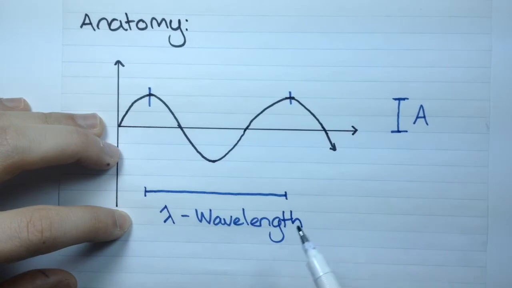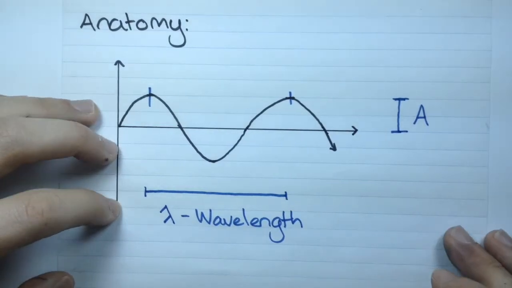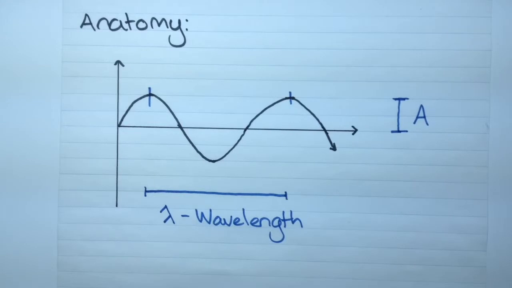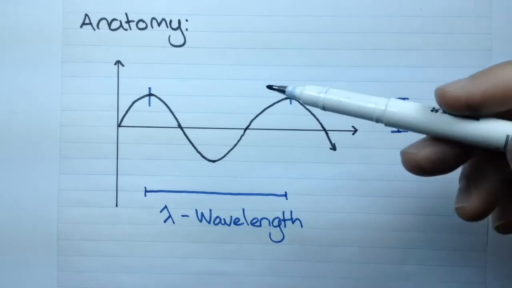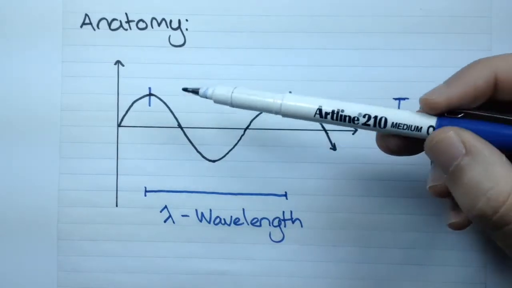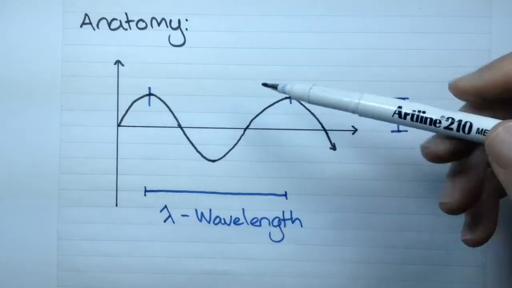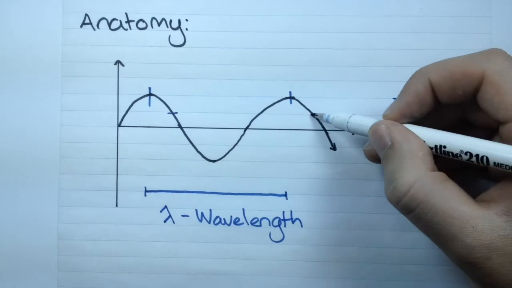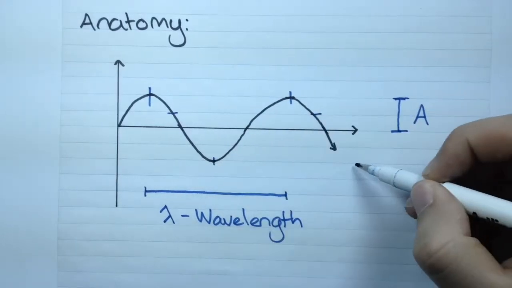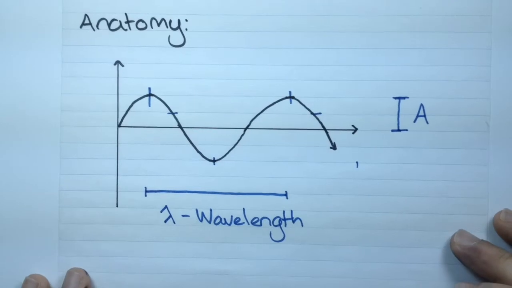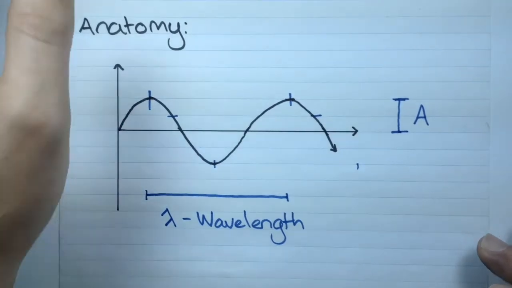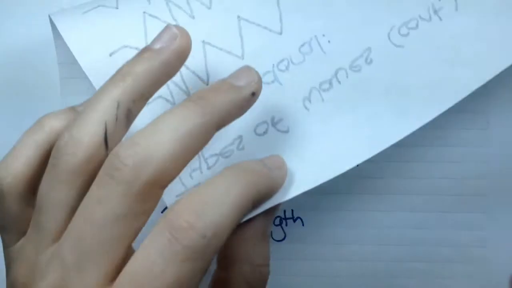It is given the symbol lambda, and it's basically the distance on a wave that it takes for a particle to move from one spot and return back to that same spot. So it can be the distance from peak to peak, it can be the distance from here to here, it can be the distance from trough to trough, it doesn't really matter. All those are the same distance and they are called a wavelength. And those are the two pieces of anatomy that we need to know for this course.